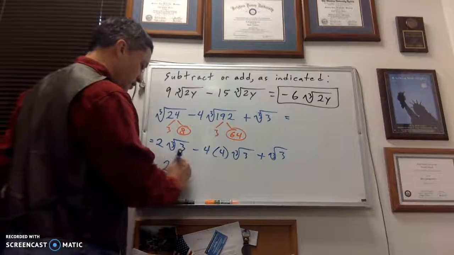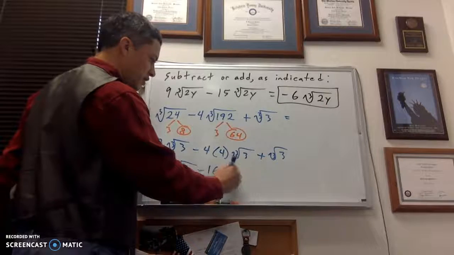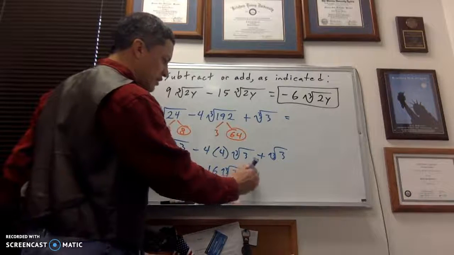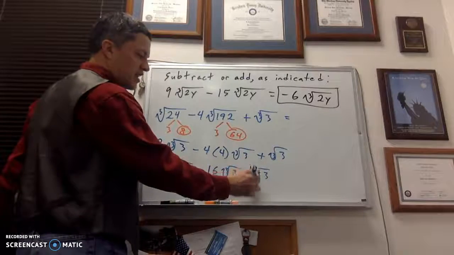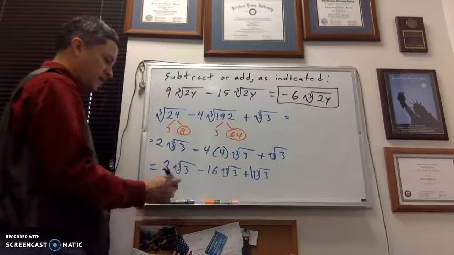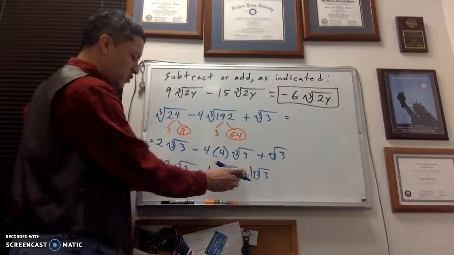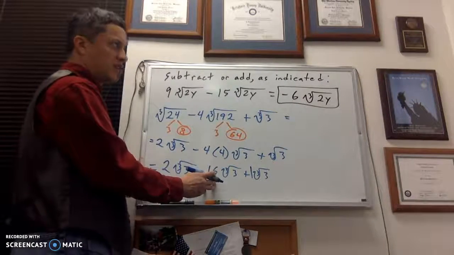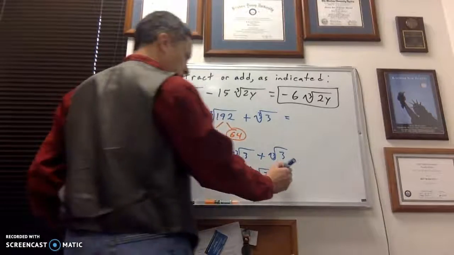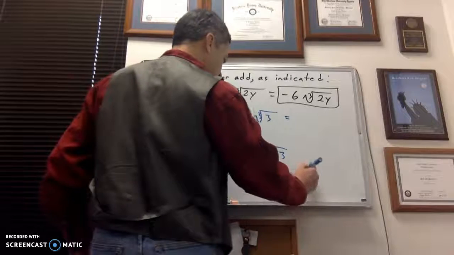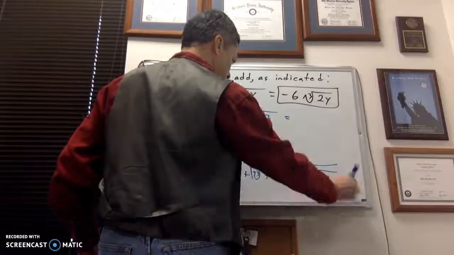All right. My next step is going to be multiplying the 4 times 4 here. Everything else I'll just rewrite as is. And by the way, this cubed root of 3, that's like a 1 times the cubed root of 3, right? So now we'll look at the coefficients. 2 minus 16 plus 1. 2 minus 16 is a negative 14. Plus 1 would be a negative 13, right? So it looks like our answer is going to be a negative 13 times the cubed root of 3.